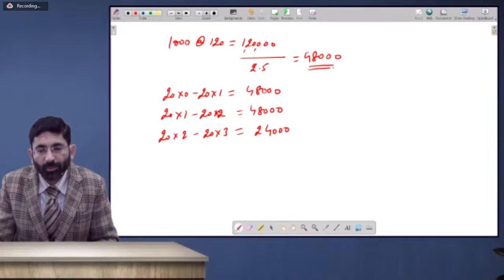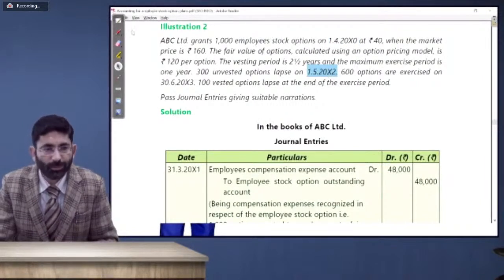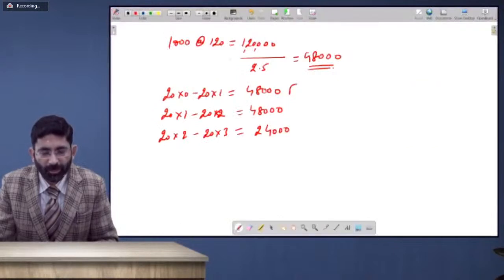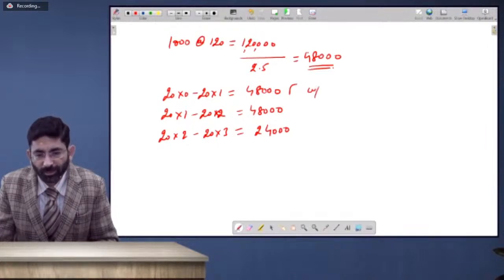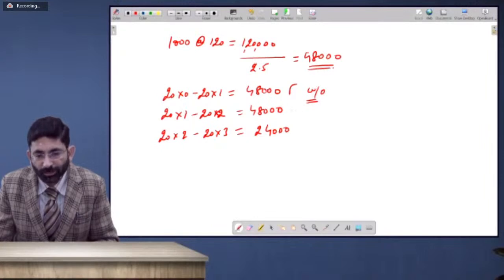Now we have written off 48,000 in the first year because no information is available up to 1st of May. Up to 1st of May, everything was normal. So everything was normal in 10-11, so we have written it off. In 11-12 also there is no issue, so we have written off the full amount.